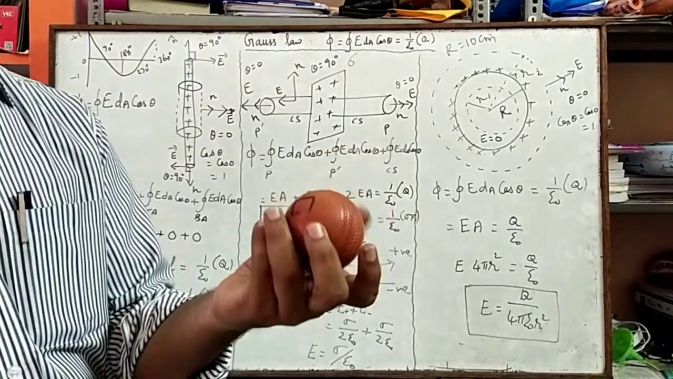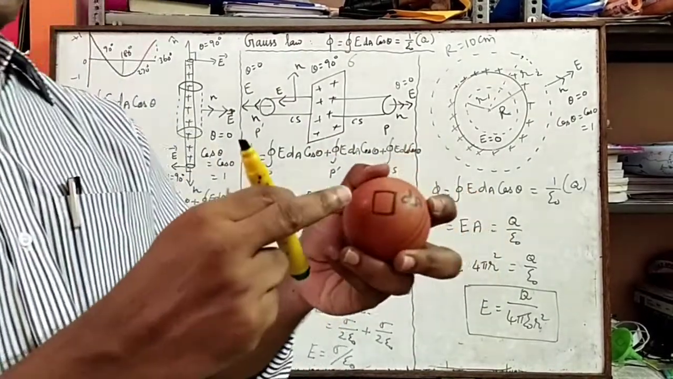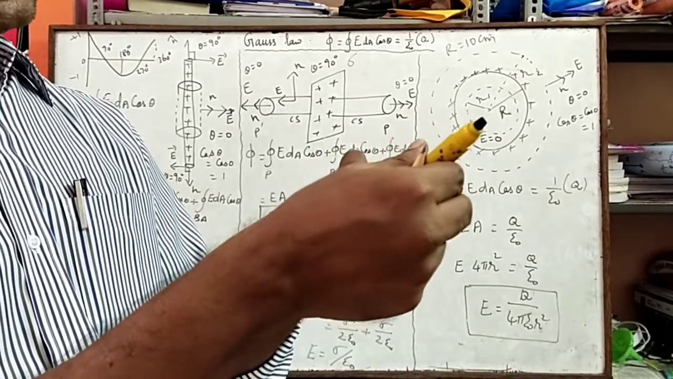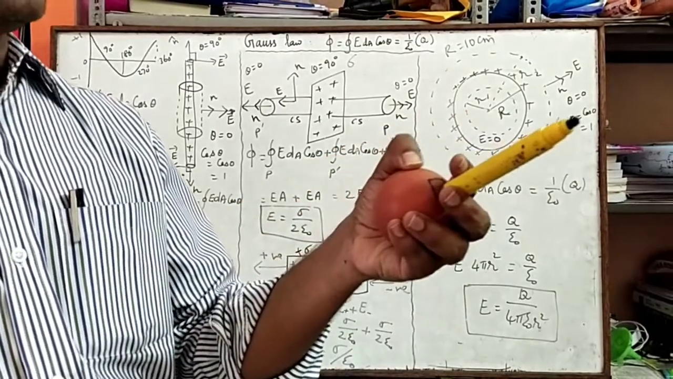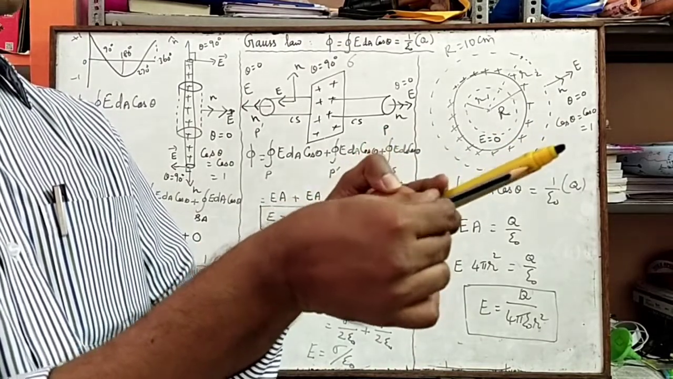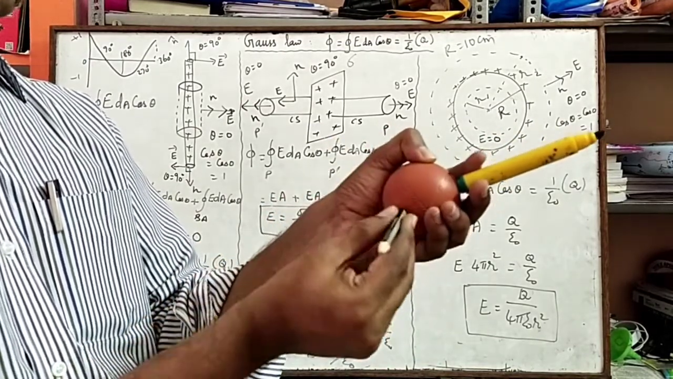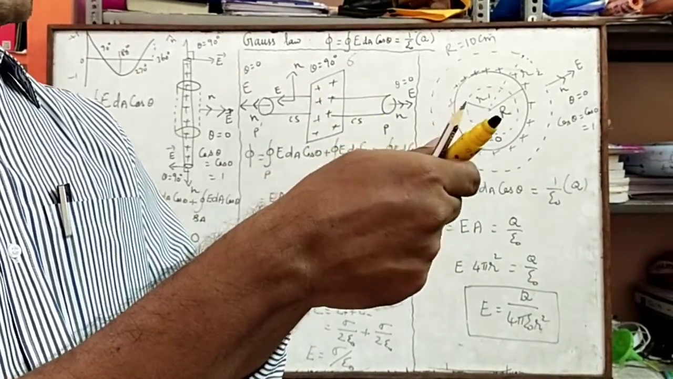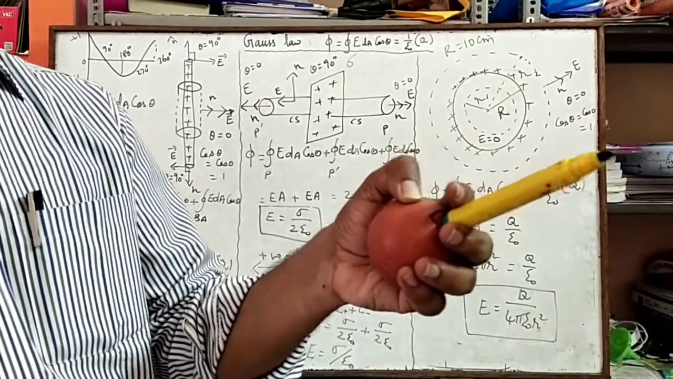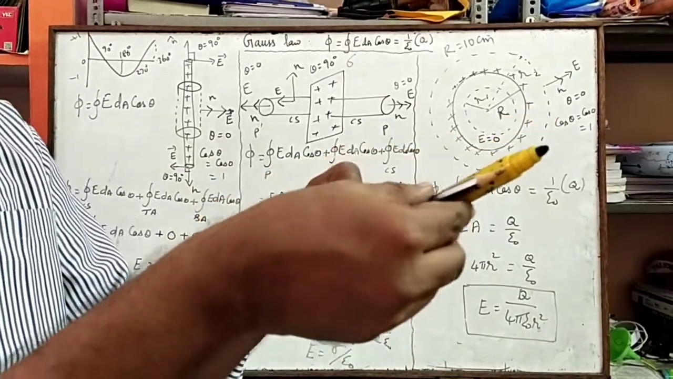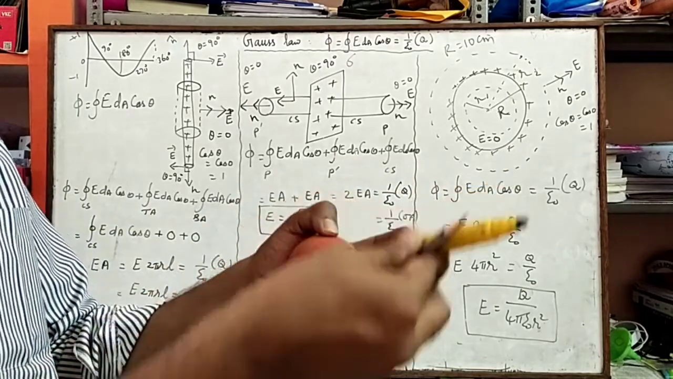For example, if you imagine a small area dA, to that area, this is the direction of electric field, and the normal will also be in the same direction. Wherever I find out, this will be the normal, and that will be the direction of electric field also. Therefore, theta is equal to 0.